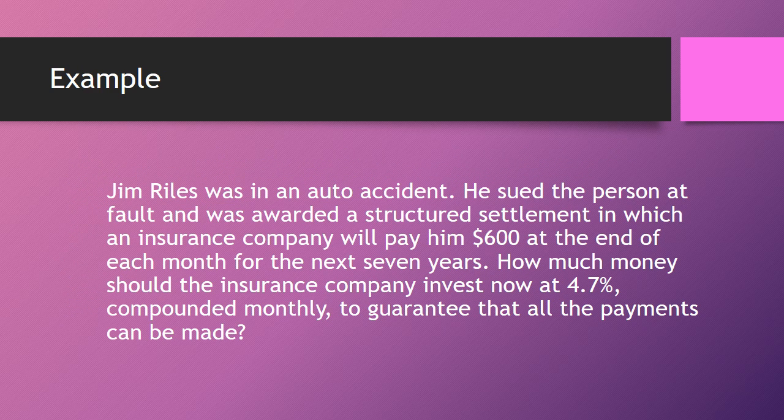All right, let's try an example of this. Jim Riles was in an auto accident, and he sued the person at fault and was awarded a structured settlement in which an insurance company will pay him $600 at the end of each month for the next 7 years. How much money should the insurance company invest now at 4.7% compounded monthly to guarantee that all the payments can be made? All right, we're going to use our formula. Pause the recording, give it a try, and resume the recording to check your answer.